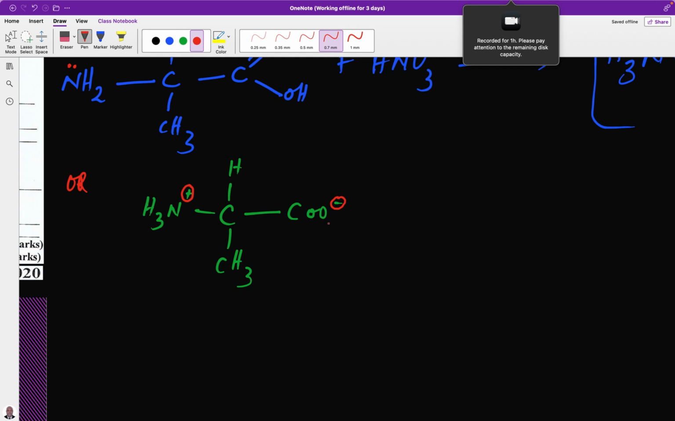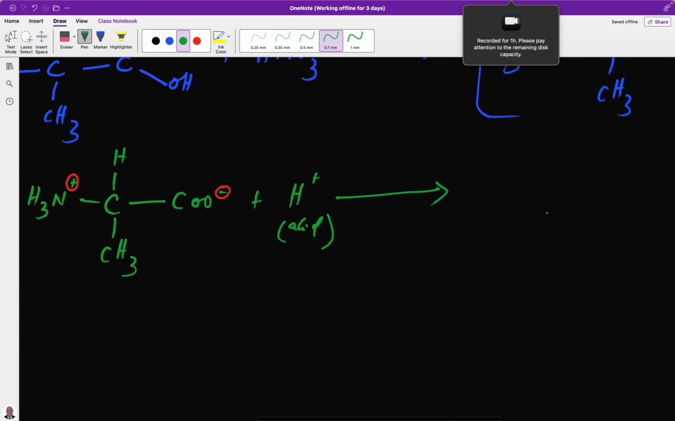So reacting with an acid this time around, see what will happen. If it is reacting with an acid, this will be the product. If it is reacting with an acid, the product will be H3N plus. Remember, this is an acid.